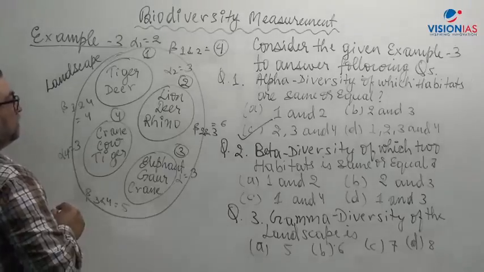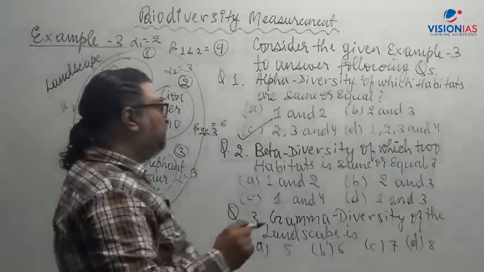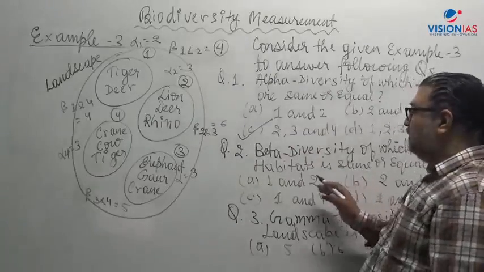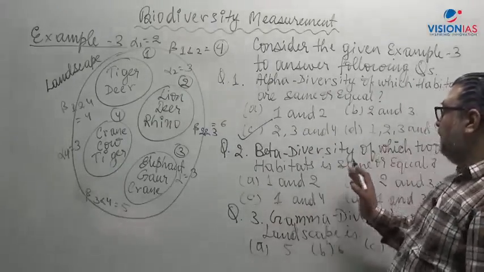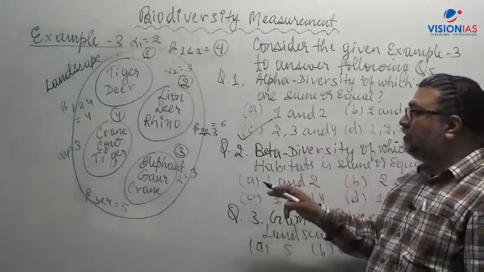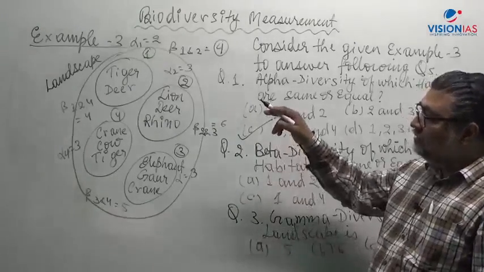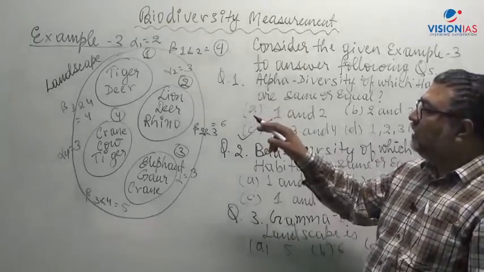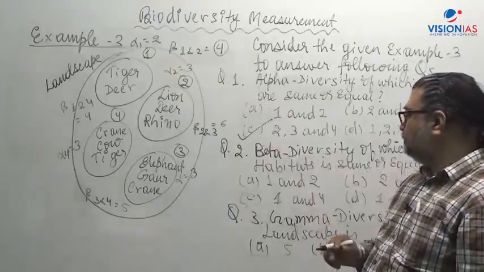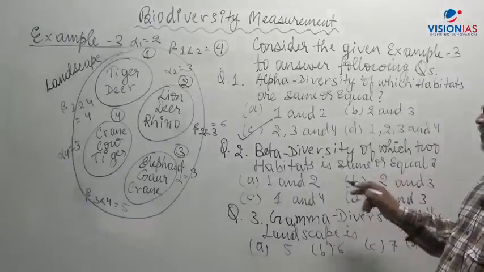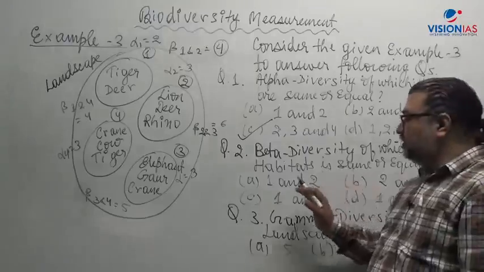Right? 4 is there. So here what you find is that if you compare beta diversity, which 2 habitats are the same or equal, you will find that 1 and 4 have got 4, and 1 and 2 have got 4. So 1 and 4 and 1 and 2. Okay, I got the problem there.